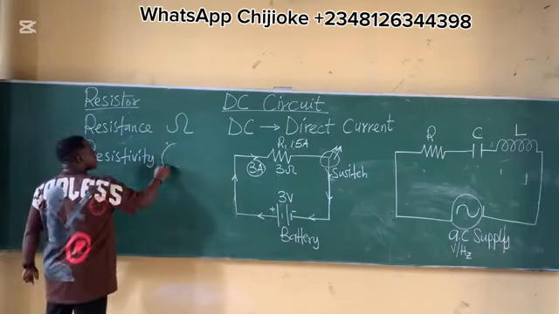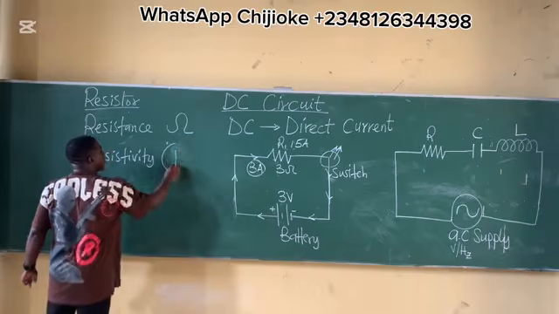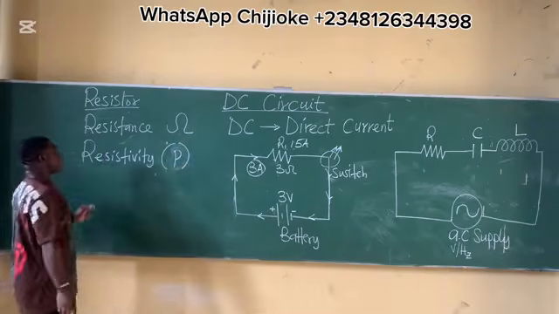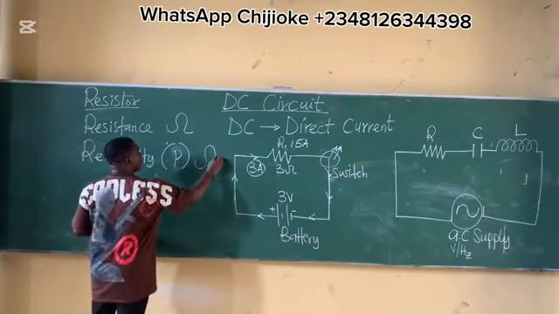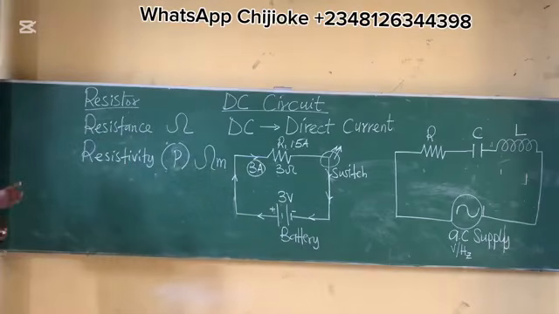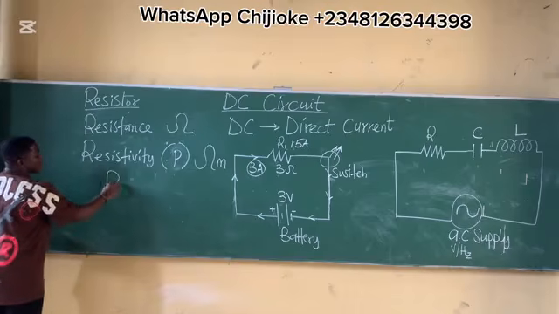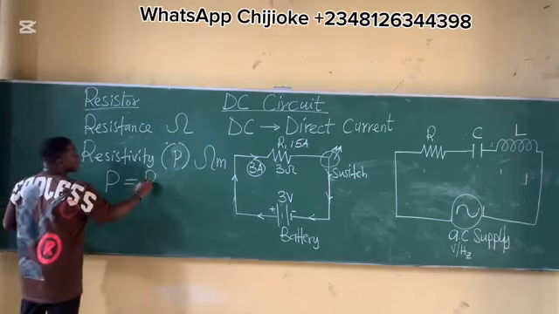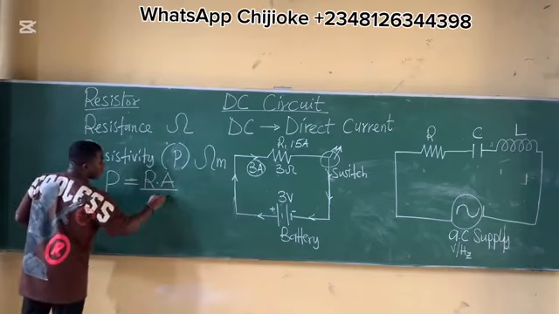The symbol for resistivity is rho, just like the symbol for density. The unit for resistivity is ohm meter. I said the degree of opposition to current is called what? Resistivity. It means that resistivity is equal to resistance times area over length.